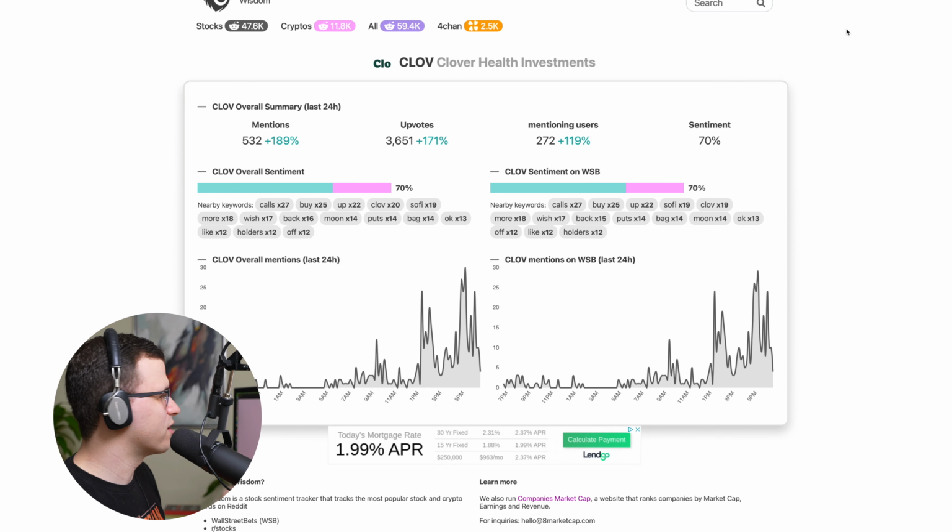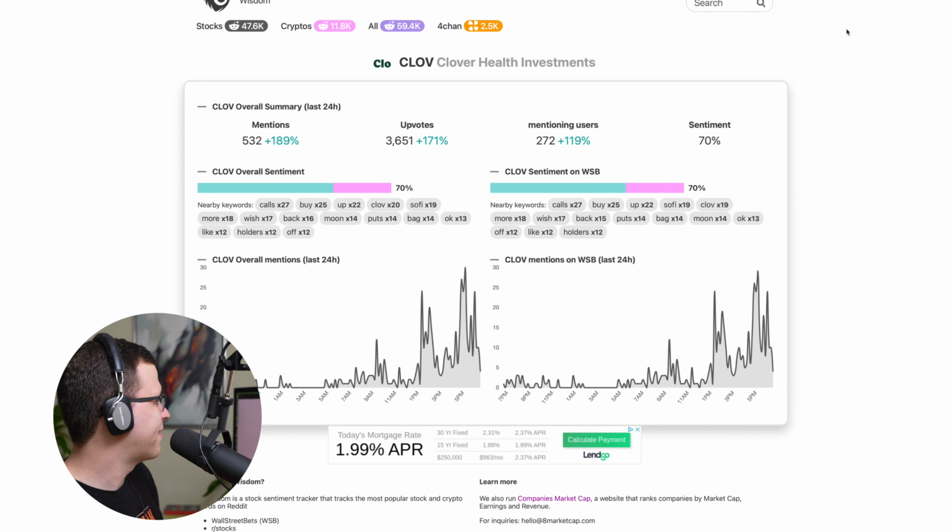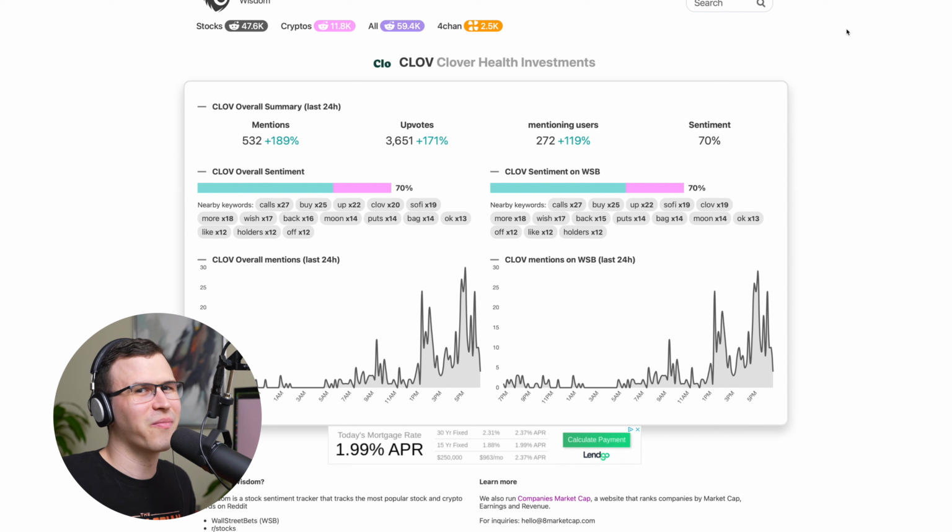And if we go into it a little bit more, we can see the overall sentiment has jumped. I believe last time it was 62%. Right now, it is sitting at 70%. We got some keywords out there: calls, buys, up, Clove, SoFi, more, wish, back, moon, puts, bag, okay, like, holders, and off. So a lot of nearby words on there. Some are good, some are bad.